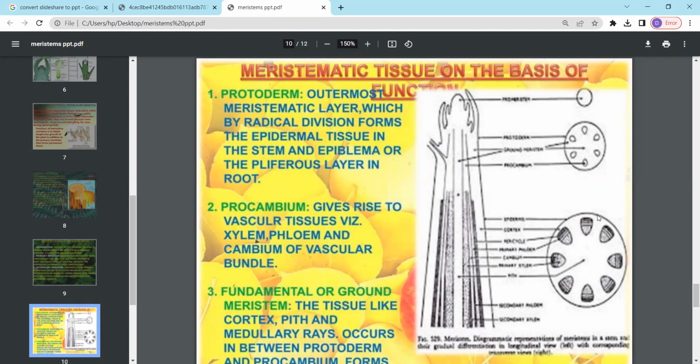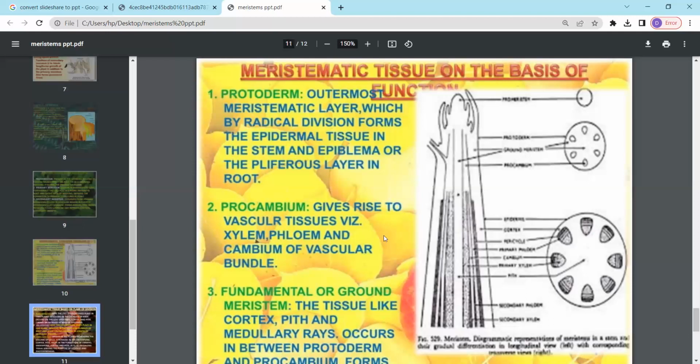So here this one is the outer layer, the epidermis, and these are the vascular bundles. Here xylem is present and here phloem is present. In between the xylem and phloem, the cambium is present. This cambium is called the vascular cambium. During secondary growth, from this fascicular cambium, secondary xylem towards the inside and secondary phloem towards the outside will be produced.